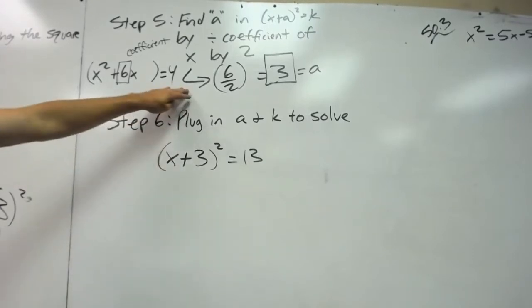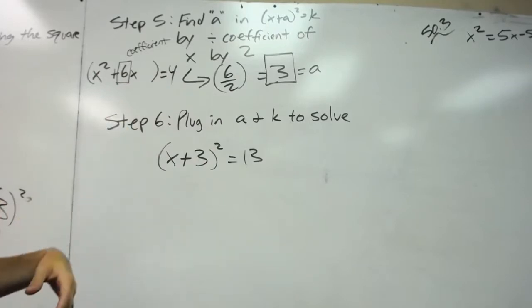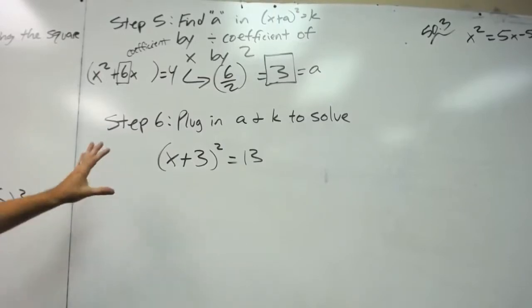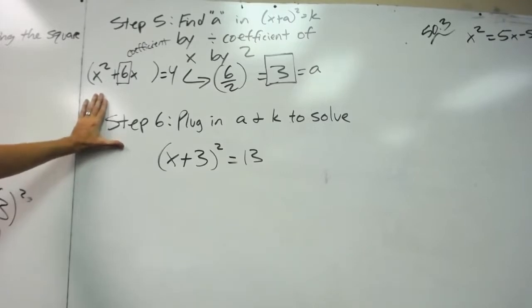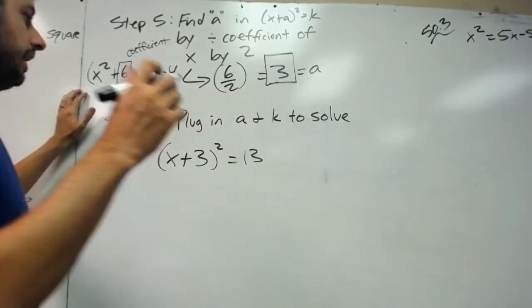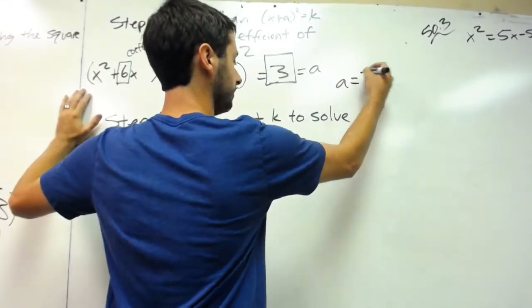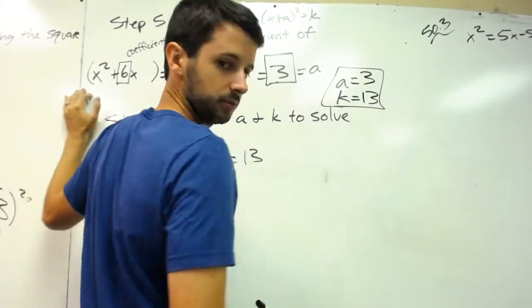To be honest, I would solve for A first. Or I would just know A first because we already kind of did it in step 2. But any way you want to do it works for me as long as it's the right answer. So we get 3 for A, and now we know that A equals 3, K equals 13, and those were our 2 variables we needed.